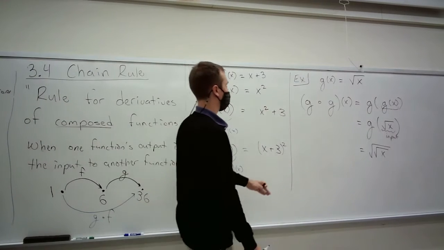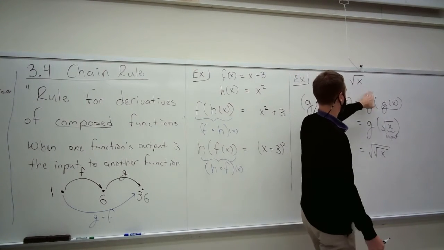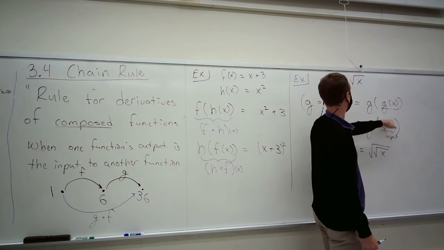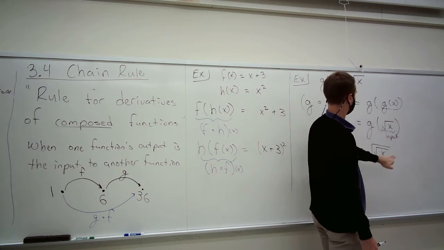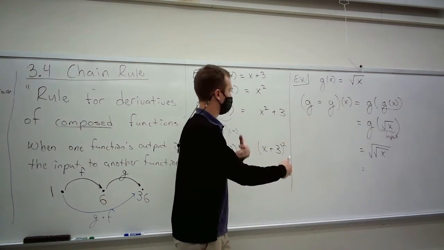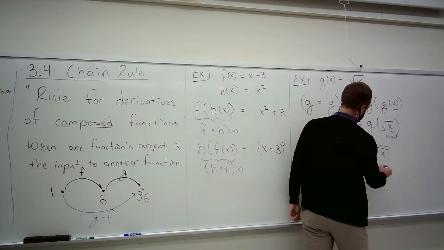No matter what the input is, whatever it is, x says just square root. The input is already a square root because that's what the output of g was, so we just square root the square root. This is a nice handy way. You can do this over and over and over again. It's a nice handy way of getting even roots.